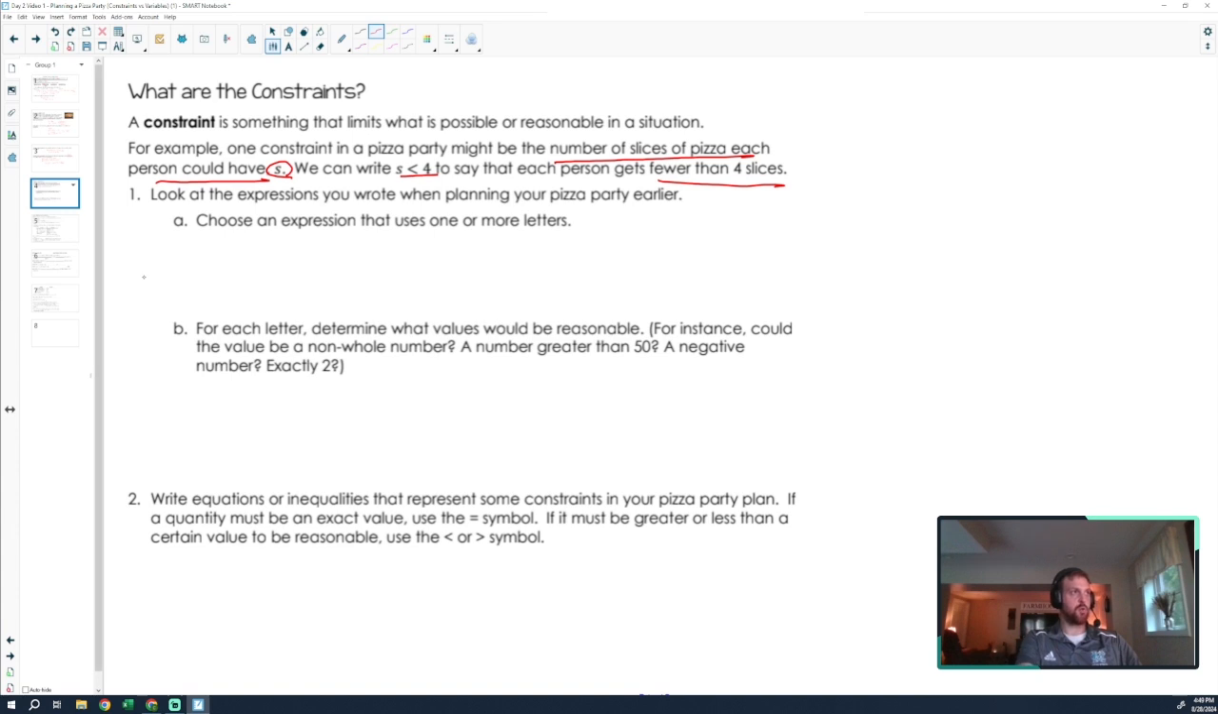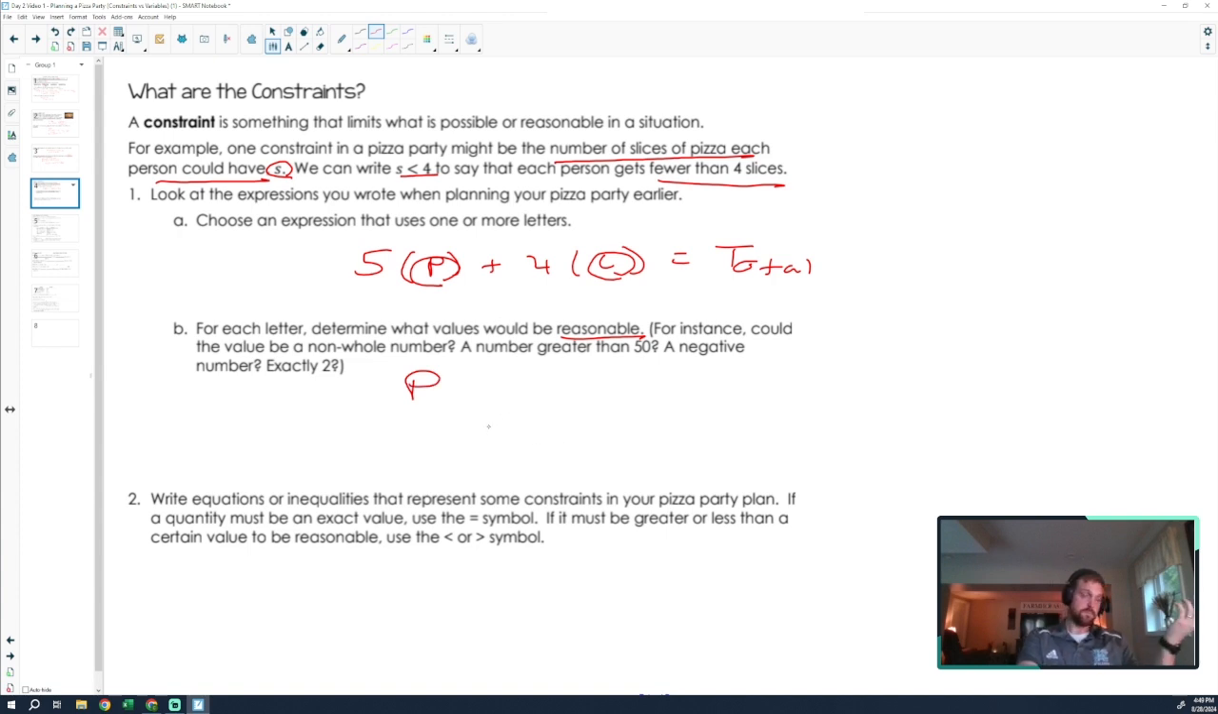So look at the expressions you wrote when planning your pizza party earlier. Choose an expression that uses one or more letters. Oh my, what was one that we came up with? $5 for every pepperoni plus $4 for every cheese equals the total. I think we came up with that, right? Well, for each letter, determine what values would be reasonable. For instance, could the value be a non-whole number, a number greater than 50, a negative number, exactly 2? So think about it. What are reasonable values for P and reasonable values for C?